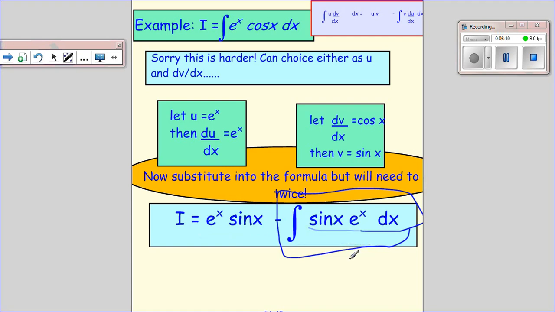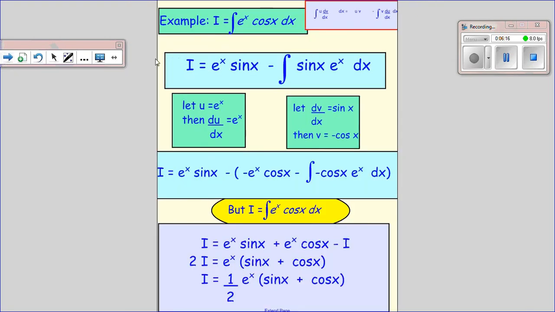But there's a trick for this sort of question. You then use integration by parts a second time. So we have this, and we're going to use integration by parts on this bit here. Let's do the same way round as used before. So u equals e to the x, du by dx gives me e to the x. And then this time my dv by dx equals sin x, and so my v will equal minus cos x. That's because when you differentiate a cos, you get that extra minus sign.